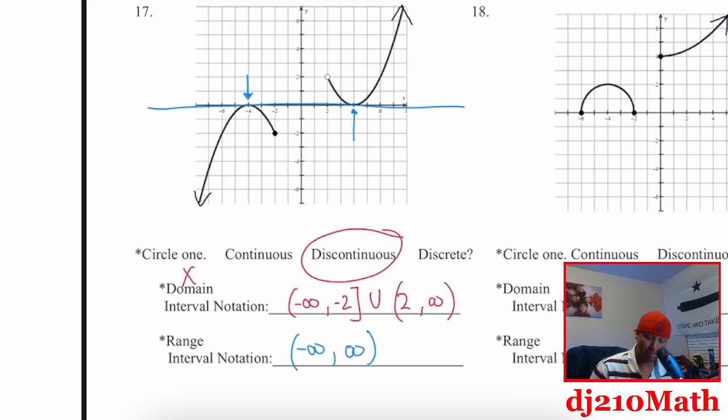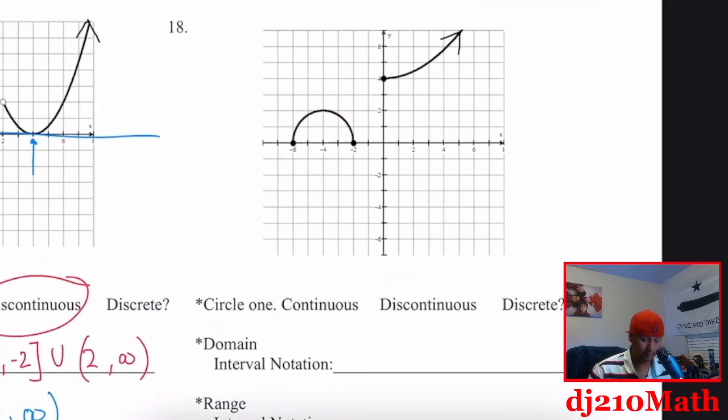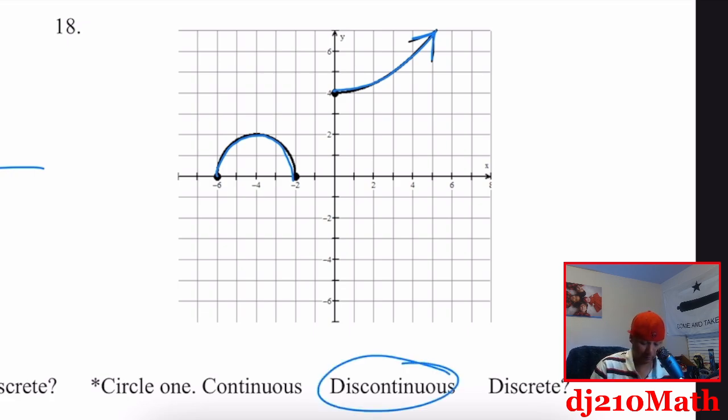All right, 18. Here we have, again, two pieces. Little half moon shape, and then this little one shooting up. So we have two pieces. This is discontinuous, right? There's an obvious gap right here. Got to be able to see it.